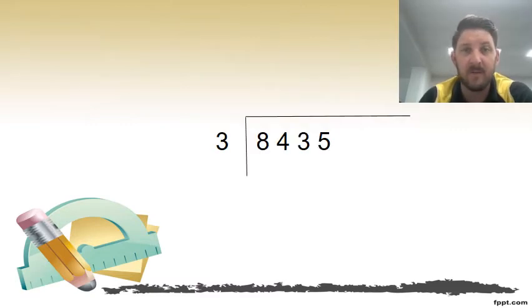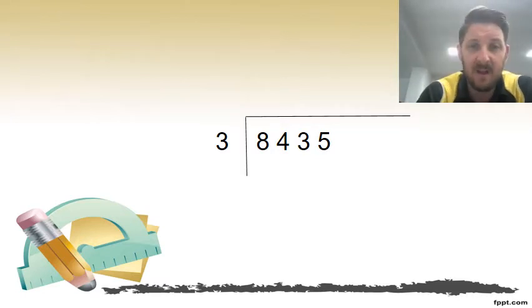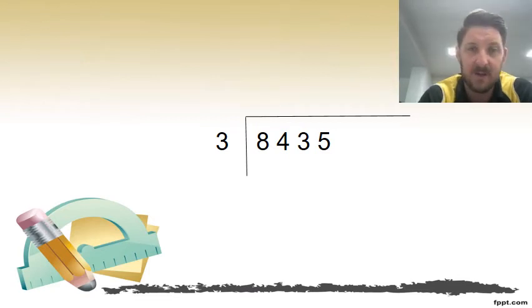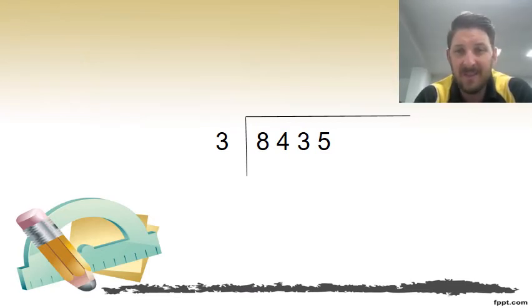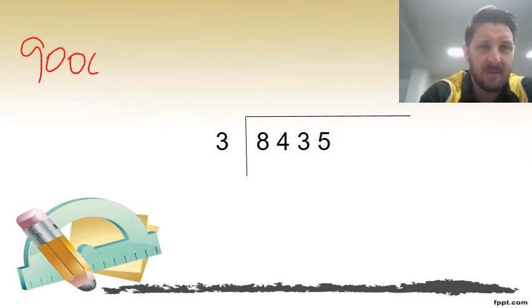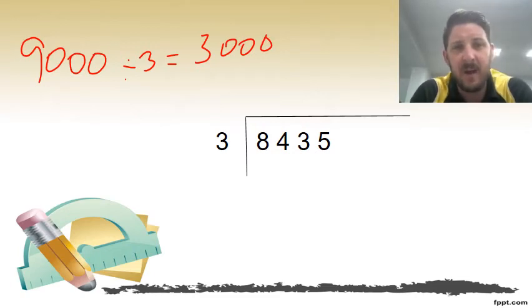Let's move on to another one. This is a little bit harder again. We've got our thousands house now. Now, if I have a look at it now and I say, okay, how many times does 3 fit into 8,435? Let's do our estimation. Now, I know that it's around about 9,000 divided by 3, and I know that 9,000 divided by 3 is around about 3,000. So there's my estimation. I know that's going to be a little bit less than 3,000.